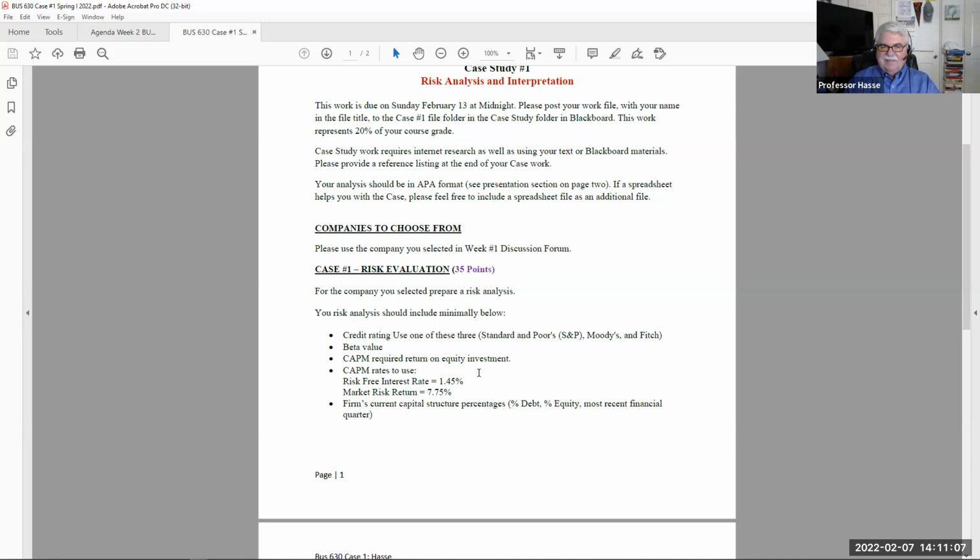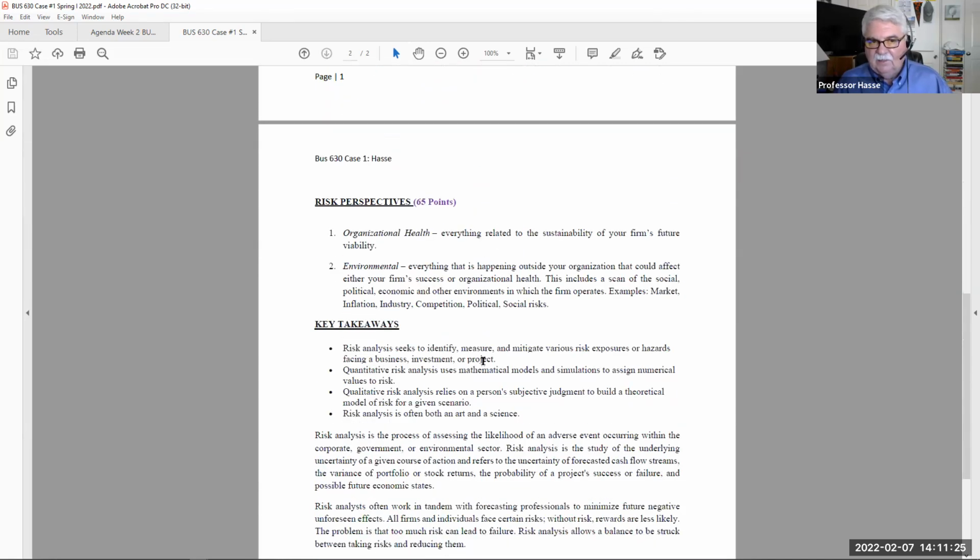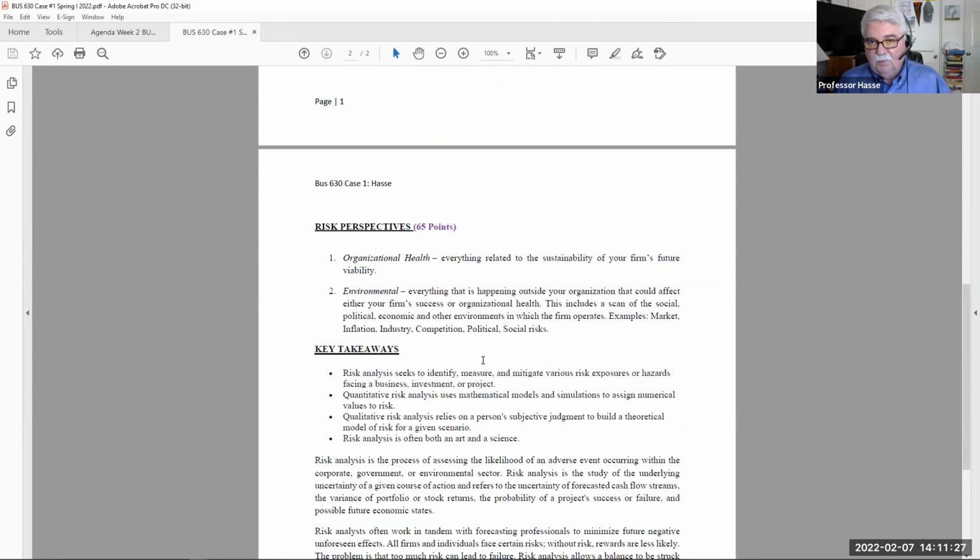So there are some data I want you to put together for your business. The credit rating, the beta, which you've already done, the required return on equity investment using the capital asset pricing model, and the current capital structure percentages of the company. Once you have that data, you go to the second part of our analysis, worth 65 points of the 100.